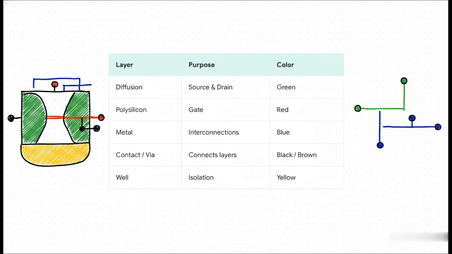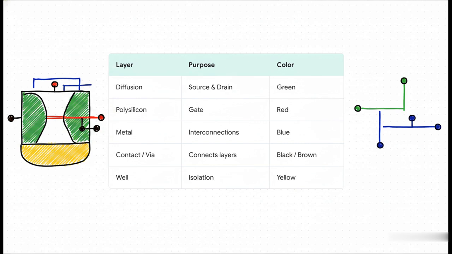Think of this table as basically a Rosetta Stone for chip designers. It anchors those abstract colors right back to the physical reality. Check it out. We use green for the diffusion layer. Again, that's your source and drain. We use red for the polysilicon layer, representing the gate. Metal interconnections, those are blue. Now, when we need to connect layers vertically using a contact or a via, we mark that spot with black or brown. And that foundational well or substrate layer we mentioned, that's marked in yellow.